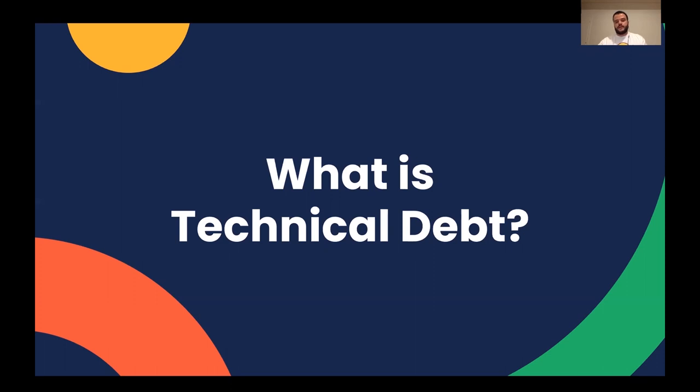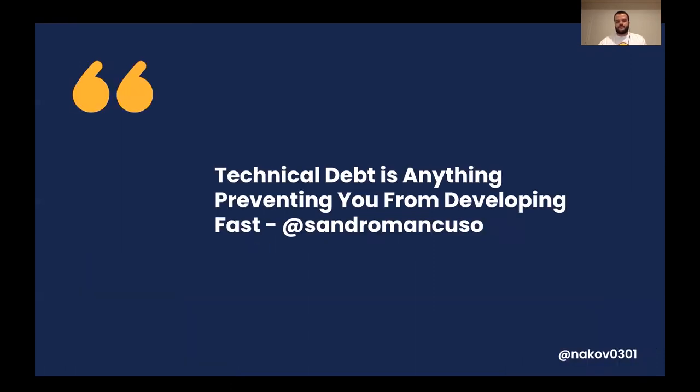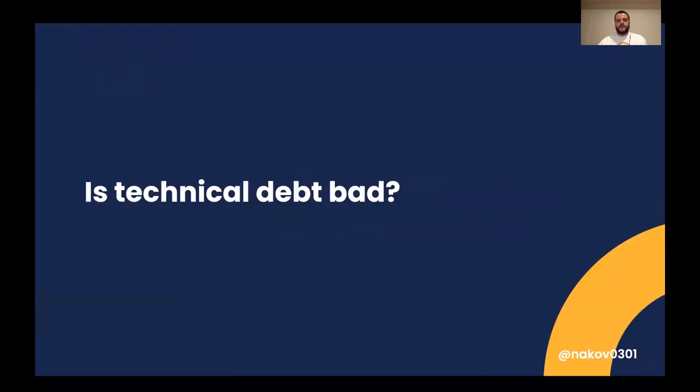So that's what the next quote says. Sandro Mancuso says that technical debt is anything preventing you from developing fast. So based on this, we might say that, I mean, I pushed the feature very fast and it really works great. It does until it stops, and until we need to extend it or a customer reports an issue. Then it might be a blocker. So I think that we have a better picture now of what technical debt is, but let's dive deeper into more details.